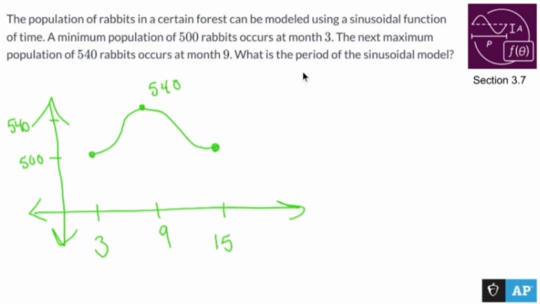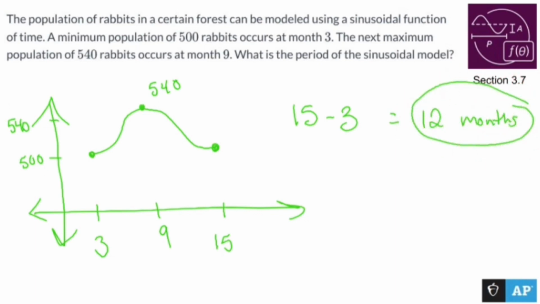Okay, so what is the period of the sinusoidal model? Well, 15 minus 3 gives you a period of 12. 12 months. A year. For those of you who don't know what 12 months is.